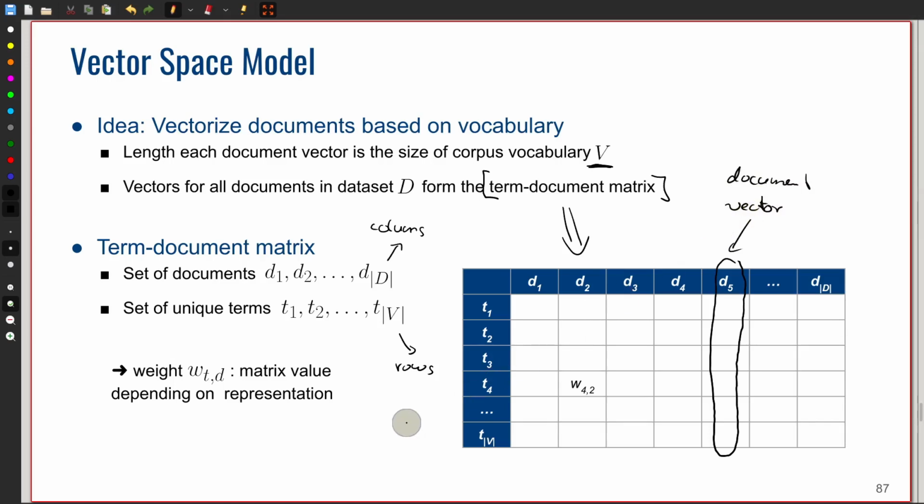Now the question is, of course, what are the values in this matrix? What are these weights? And these matrix values essentially depend on the representation because there are different alternatives. And in the following, we cover the most prominent ones.